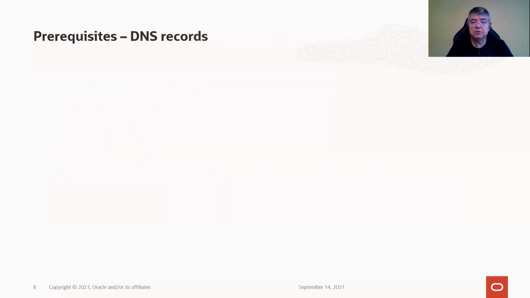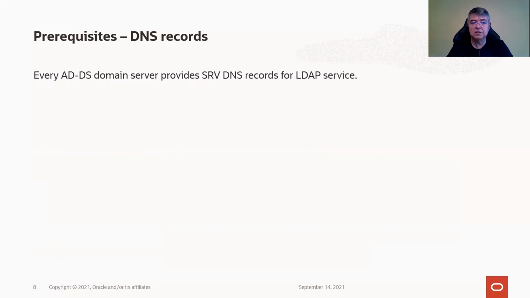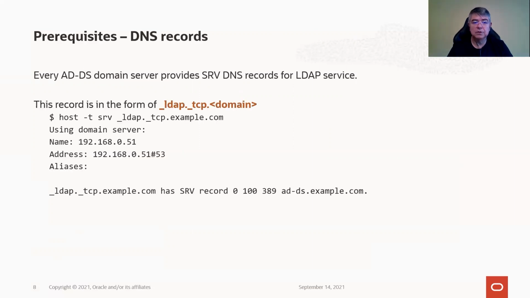Second thing we need for the authentication, we need DNS records. We need service DNS records. For a plain text connection, use the LDAP protocol. We are going to need a special record called _ldap._tcp.domain. This DNS record is automatically created when you create a new Active Directory domain.